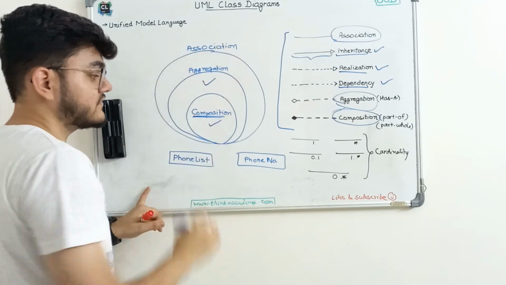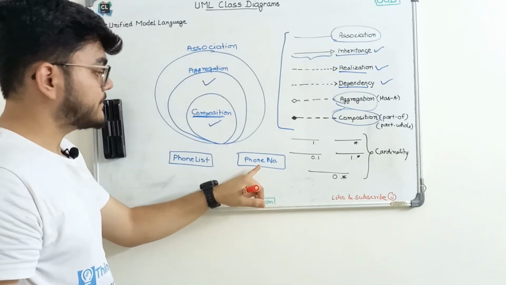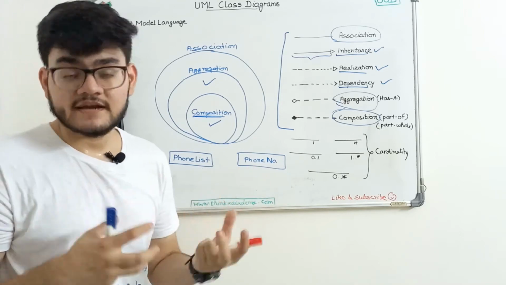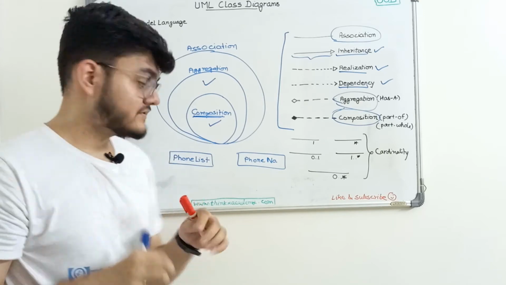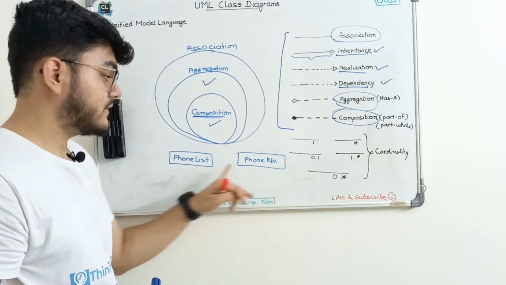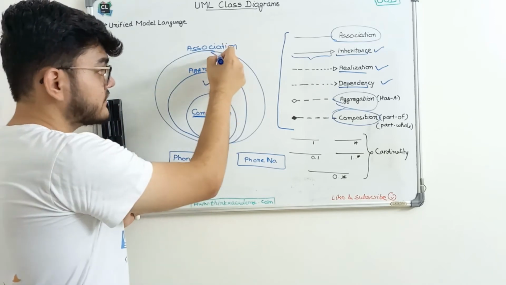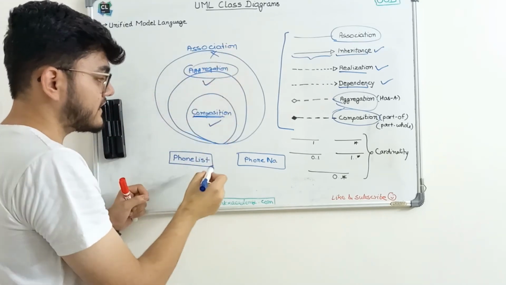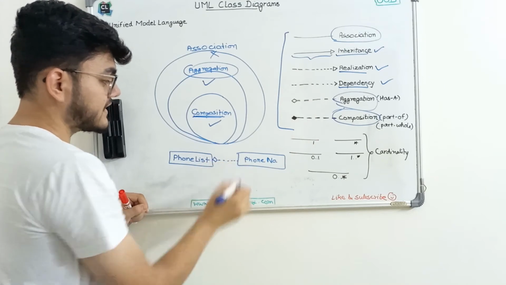Now we move to association, right? Association means, are these phone numbers associated directly with the phone list? When we say associated, we mean a strong relationship. So do you see any strong relationship between this phone list and a particular phone number? The answer is no, right? So association is not there. So it is an example of aggregation. In aggregation, we will use this particular arrow to represent aggregation.